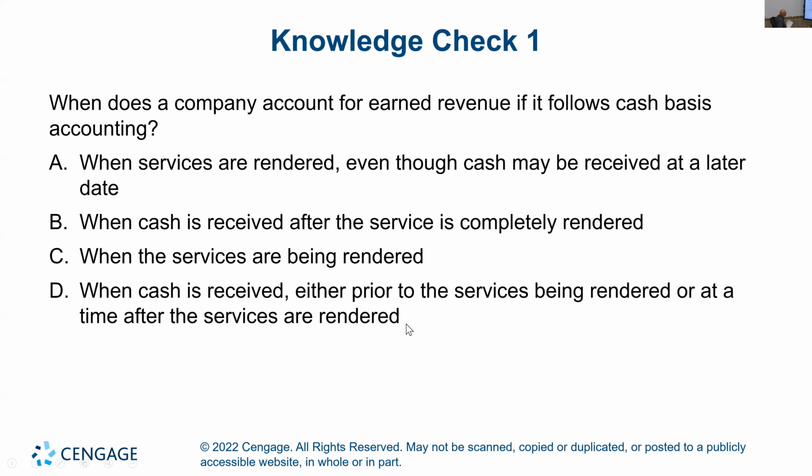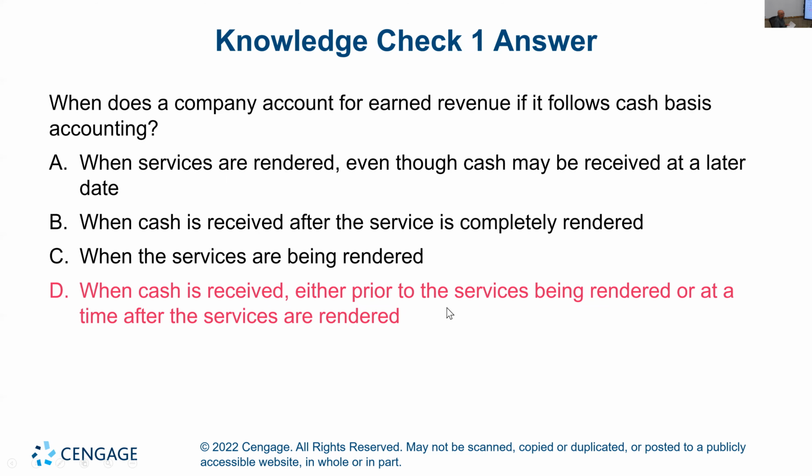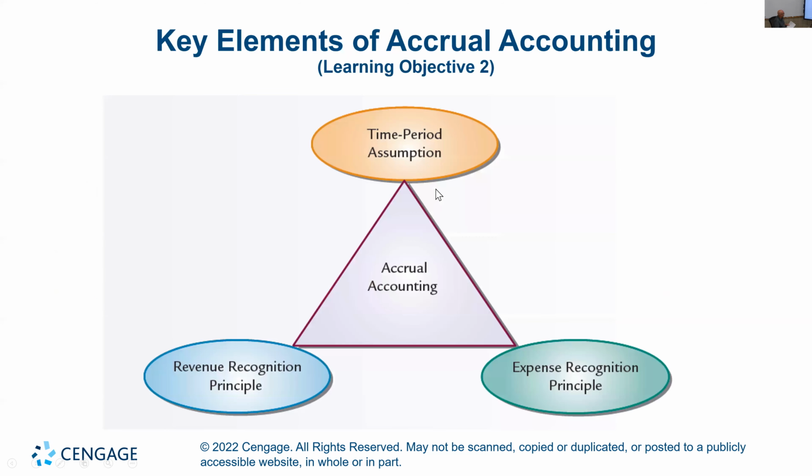When does the company account for earned revenue if it follows cash basis accounting? Well, if it's cash basis accounting, earned revenue comes when cash is received, prior to the services or at the time after the services. It doesn't matter if we're using cash-based accounting. If we were doing accrual accounting here, our answer would be A. So it's D for cash-based accounting, but accrual accounting is what we're more concerned about, is when services are rendered, even though cash may be received at a later date, we're still going to record our revenue.